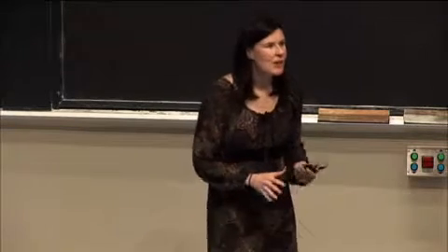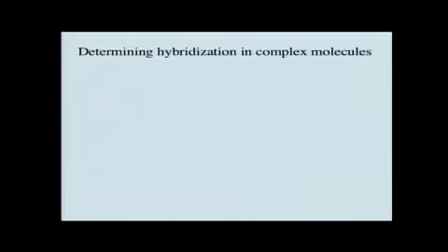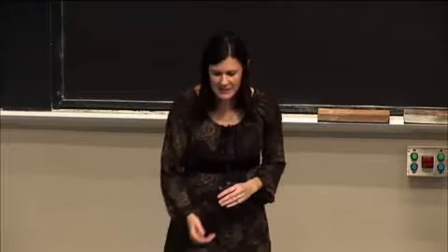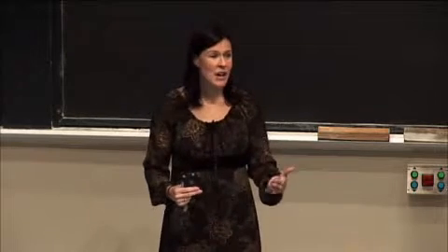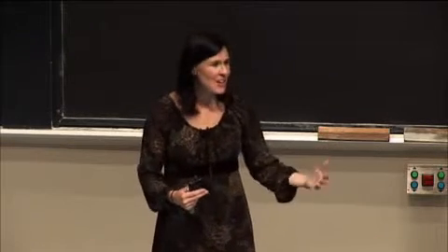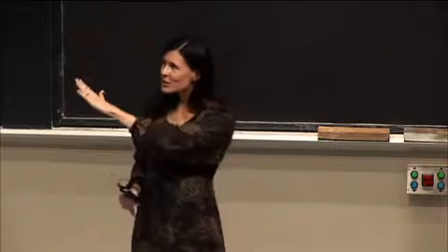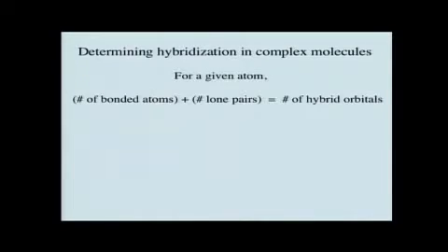All right, so how do we go about determining hybridization in complex molecules? It's actually incredibly simple. For the given atom that you're looking at, add up the number of atoms that are bonded to your central atom, or the atom you're considering, and add to that the number of lone pairs. What you end up with is the number of hybrid orbitals that you need. The theory behind hybridization and picturing everything can be pretty complicated, and I do want you to understand that. But in an exam situation, you don't necessarily have to think through everything. You can just use this very quick way to figure out the number of hybrid orbitals that you need.